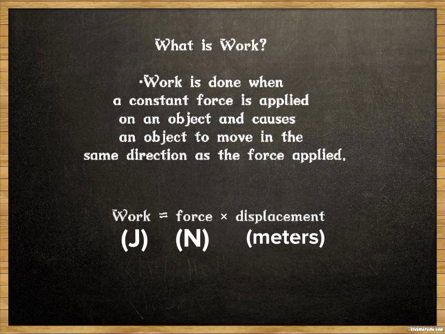Work is done when a constant force is applied on an object and causes the object to move in the same direction as the force applied. In order for work to exist, we must have force, in newtons, and displacement. This is the formula for work: force multiplied by the object's displacement. The unit of measurement for work is joules, for force is newtons, and for displacement is meters.